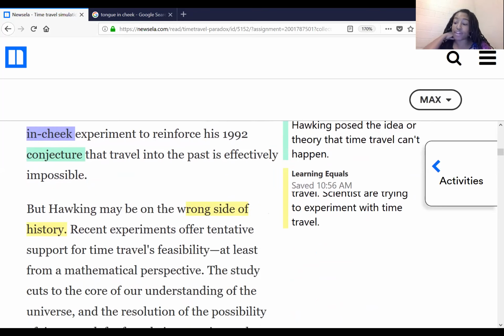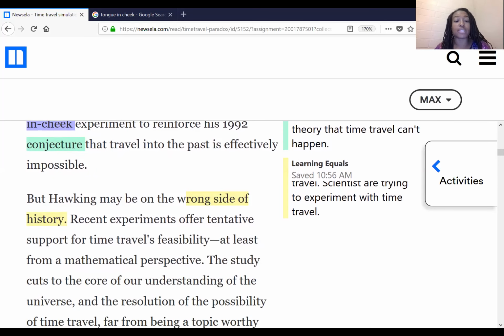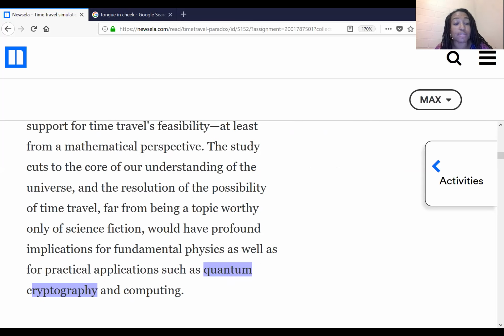Then I have a yellow highlight for an important detail. This one is a detail because it's questioning, is Stephen Hawking wrong? And there are some scientists who are still trying to use math to solve the problem. A lot of times kids always ask, well, why do I need this? It's showing you right now, scientists are still trying to use math to figure out if we can go into time travel. So if you're interested in that type of thing, I would definitely pay attention to my math lessons.